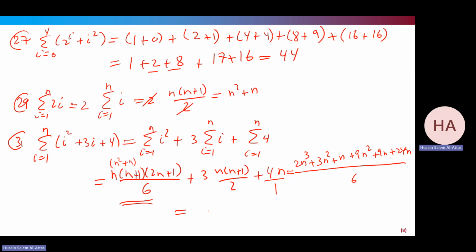So the answer will be what? 2n cubed, 3n squared plus 9n squared, that gives me 12n squared. Then I have n plus 9n plus 24n, that is 34n over 6. I can take 2 as common factor. So I have n cubed plus 6n squared plus 17n over 3. That would be my answer.